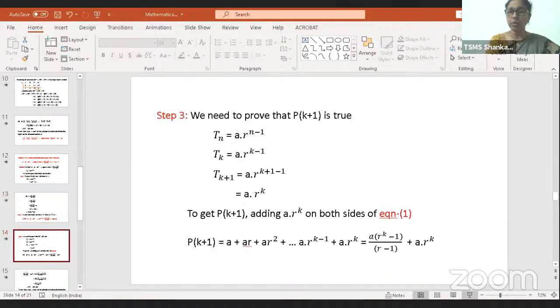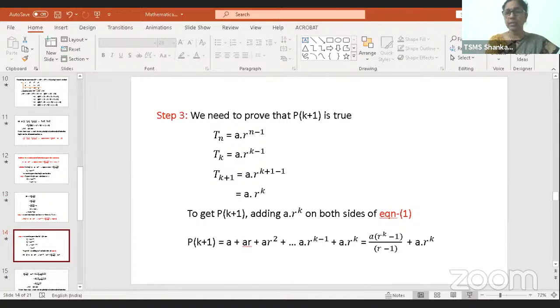That is what we need. For that, what do we do? See, we have taken the nth term, kth term and k plus 1th term. When you replace n with k plus 1, the minus 1 will get cancelled. And what is the term you have? A r power k. A into r power k is the next term. This is the common procedure we have been following. So sir has added the next term on both the sides of equation 1 and then simplified the right hand side. You please look at this, how sir has done in detail.